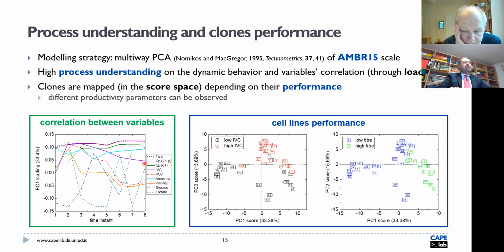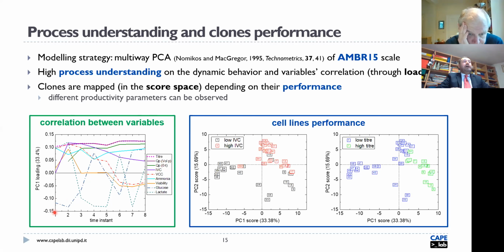We can see the relation between variables through the loadings. In fact, for example, we can see that the titer, this dotted magenta line, is highly related to the variables identifying the productivity and, in the first part of the batch, to the viability. This means that these variables vary together. When one increases, the other ones increase, and vice versa.